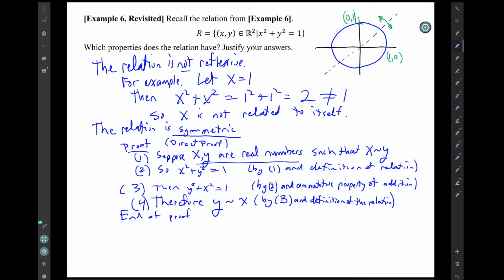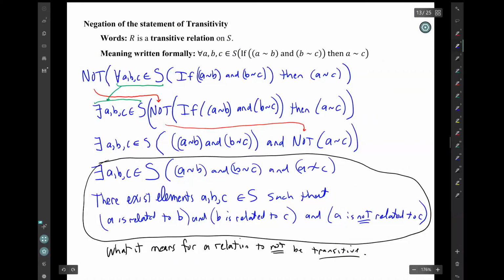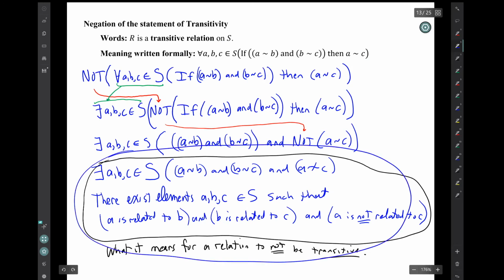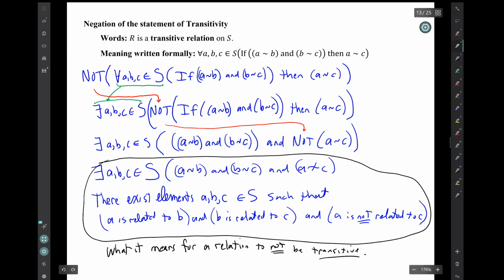Finally, the question is, is this relation transitive? Well, this relation is not transitive. Now, how do we prove that? Remember that the statement of transitivity is this universal statement, but the statement that a relation is not transitive is this existential statement. So if we want to prove that a relation is not transitive, you just have to give examples of 3 elements, A, B, C, that have the right property: A is related to B, B is related to C, and A is not related to C.